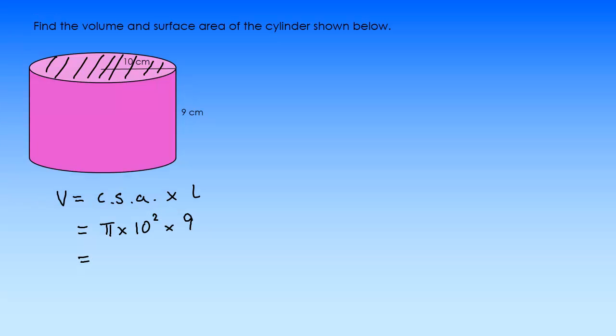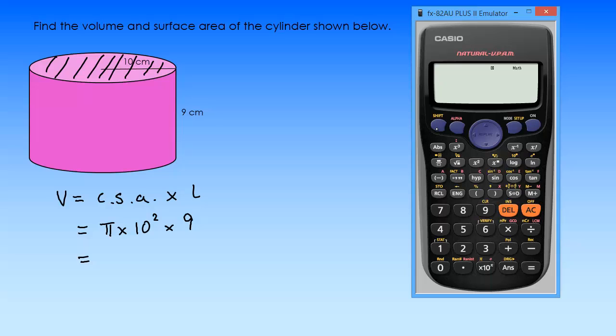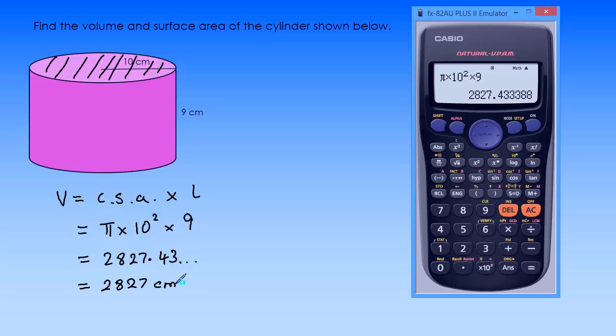And then we're going to calculate that. So we have pi multiplied by 10 squared times 9. And that's going to give me 2827.433 and so on. Now we're not told the accuracy to give this to, so I'm going to give it to the nearest whole number, and that's 2827, and it's a volume, so it will be centimeters cubed, and I'm going to make a note that I've given that answer to the nearest whole number.